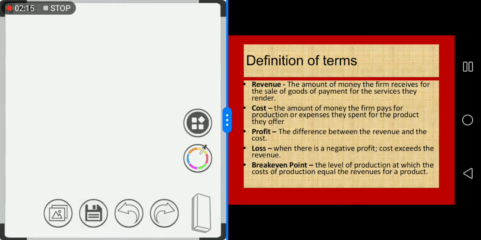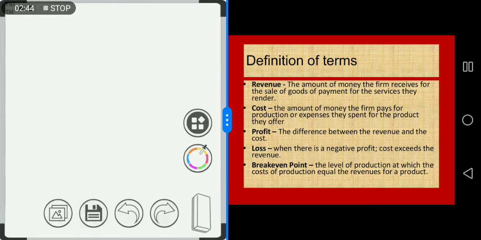Then the last one is break-even point. So the break-even point is the level of production at which the costs of production equal the revenue for a product. No po. So nandun na din yung ating process, nabanggit na rin. So kapag nag-equal yung cost sa revenue, that is the time that we identify the break-even point. So, iisa-isahin natin tong mga to.